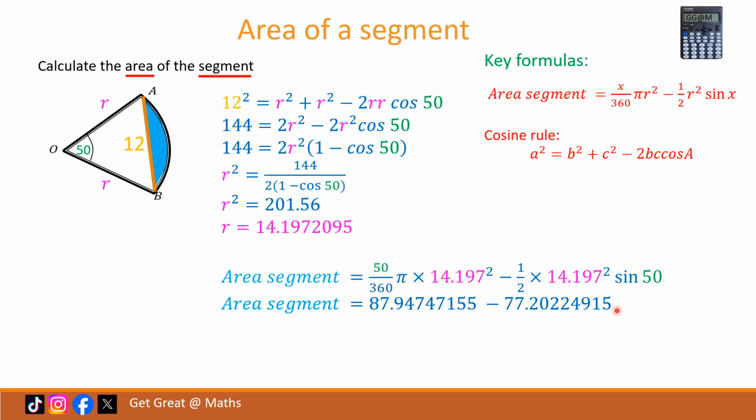Then all we've got to do to work out the area of a segment is subtract these two areas. So I end up with 10.74522224, which we must round to three significant figures, which will give me 10.7 because we look at the 4. The 4 tells me to stay the same. It's not going to round up. So the answer will be 10.7.